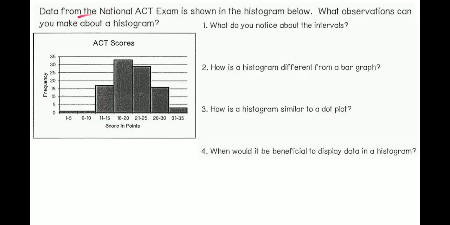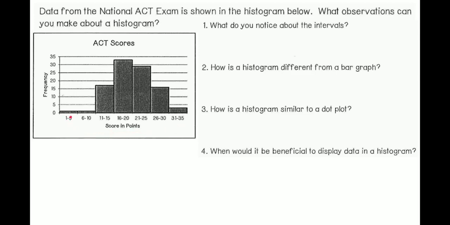So let's apply this to an example. Data from the National ACT exam is shown in the histogram below. What observations can you make about this histogram? What do you notice about the intervals? So the intervals are these sections right here. So 1 to 5. Now these are the score endpoints, so it looks like the lowest score one can get is 1, and the highest score that someone can get is a 35.